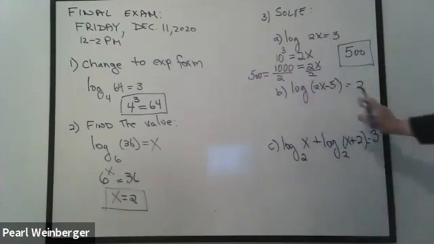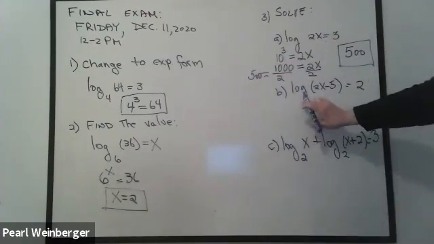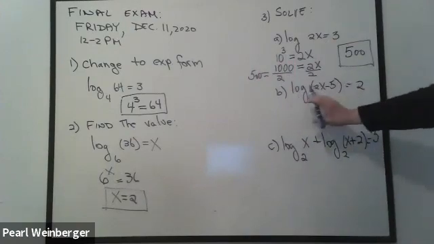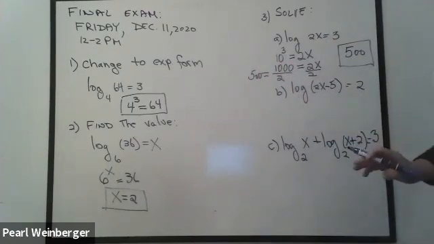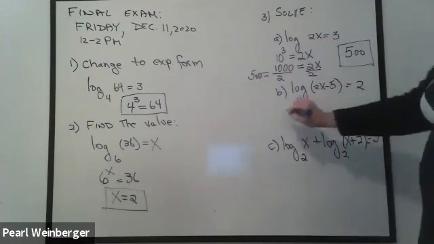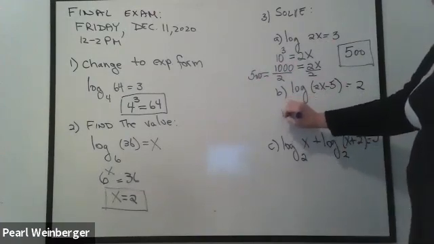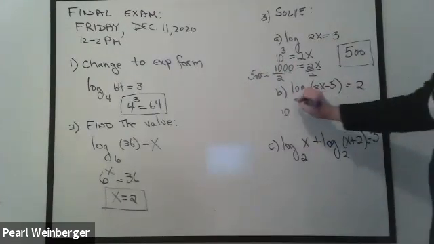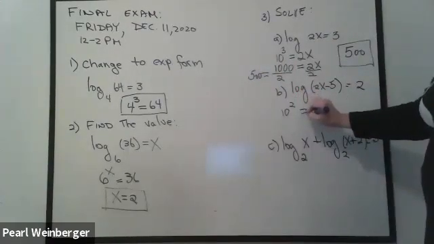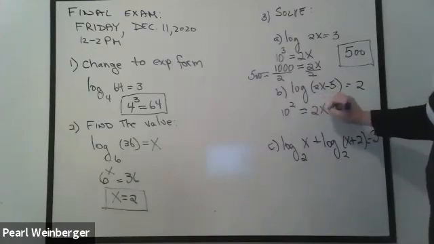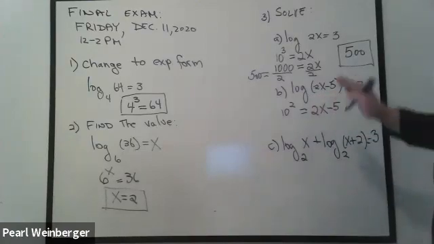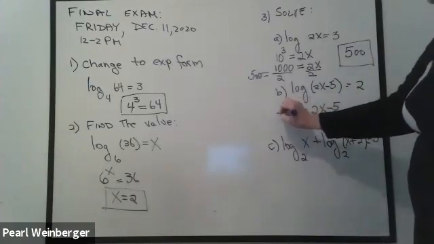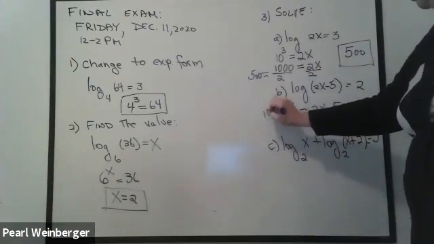What about B? Well, again, we have a log equaling a number, but again, we don't have a base, so we understand it's a common log, the base is 10. So this is 10 to the exponent of 2 will give us 2x minus 5. Again, this is not a terribly difficult equation. 10 squared is 10 times 10, which is 100.